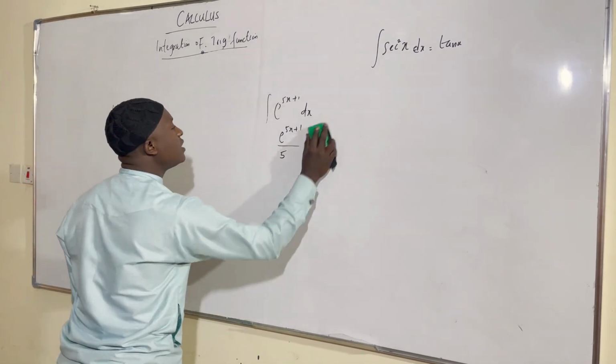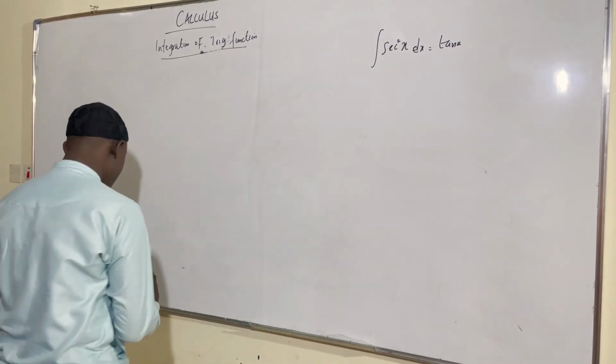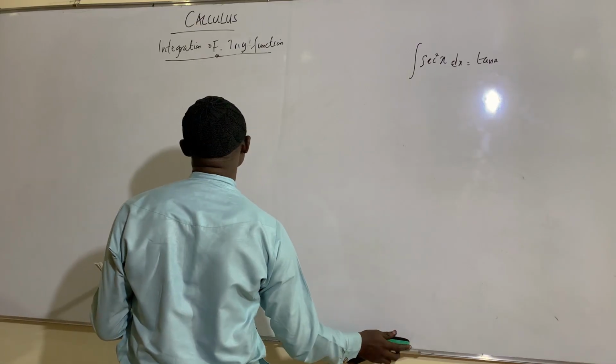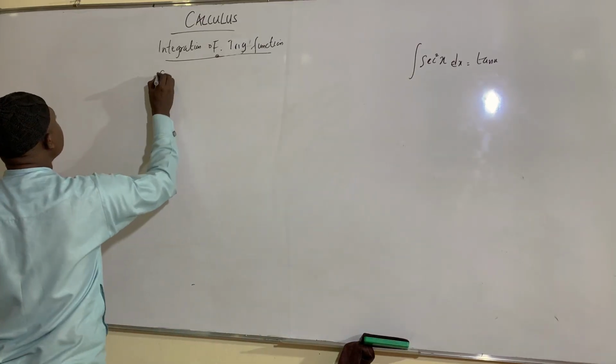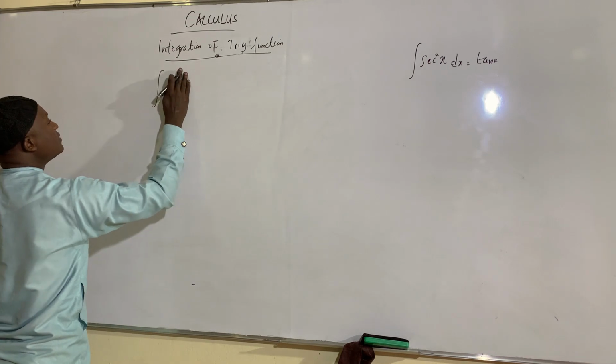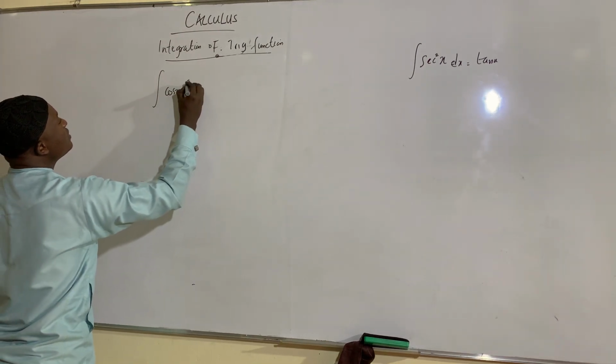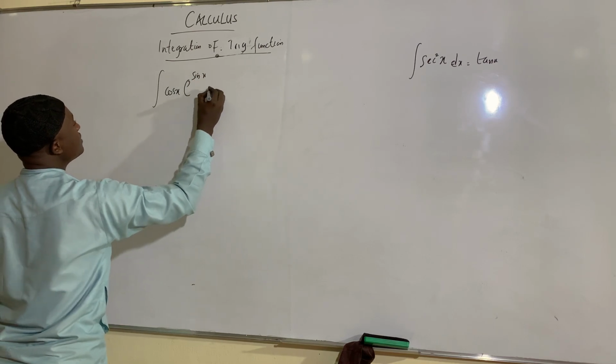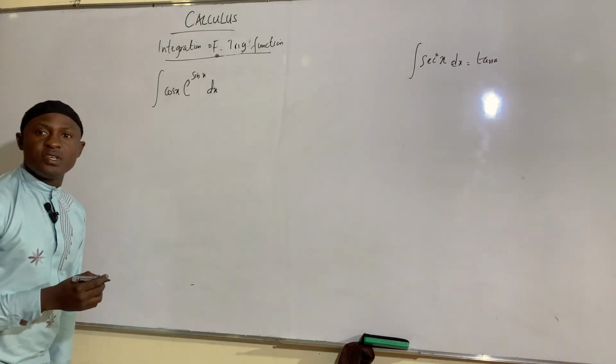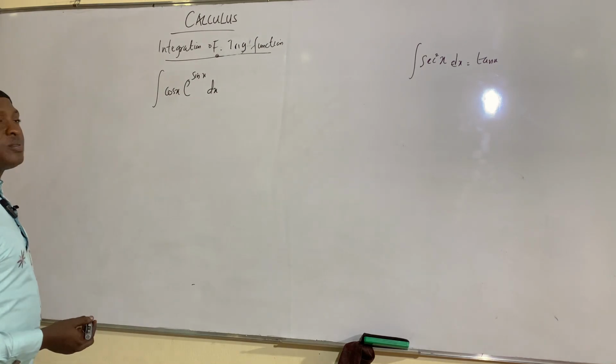Let's see another way. If it's coming another way, let's say I have something like this. Maybe they said the integral of cos x e raised to the power of sine x dx. You see the way it comes here? I can still follow the same process.